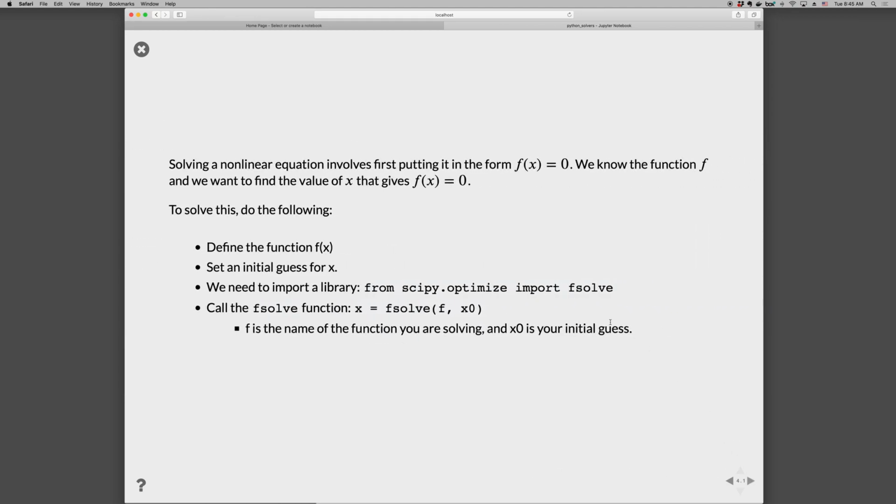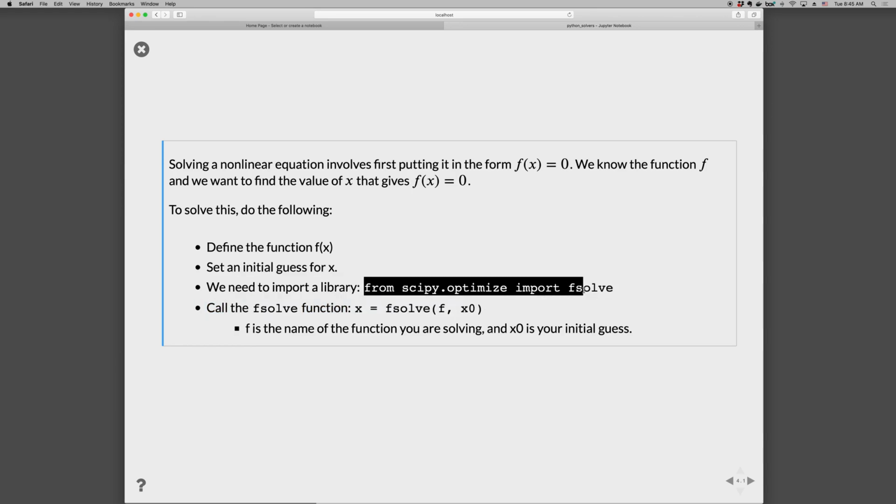Okay, so solving nonlinear equations, again, we put it in the form f of x equals 0, and we know the function, and we want the value of x that gives f of x equals 0. And the steps are to define the function, to set an initial guess, and then from scipy.optimize import fsolve, and then we do fsolve on the function and the guess, and this returns the answer x. So again, f is the name of the function we're solving, which we create. And x0 is our guess.